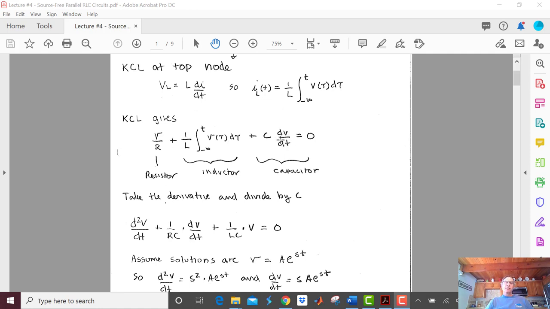Divide by the capacitance, I have d squared v dt. And now for the resistor, take the derivative with respect to time of v sub t, and I have dv dt divided by R. So this term is here.